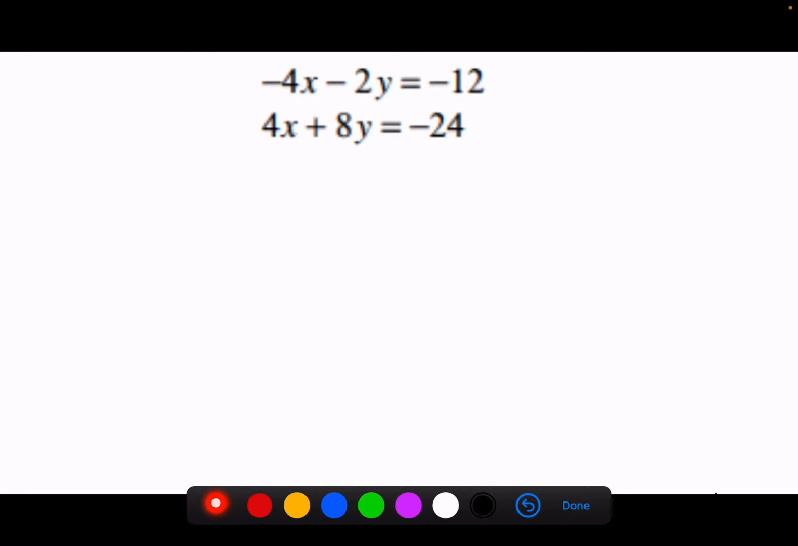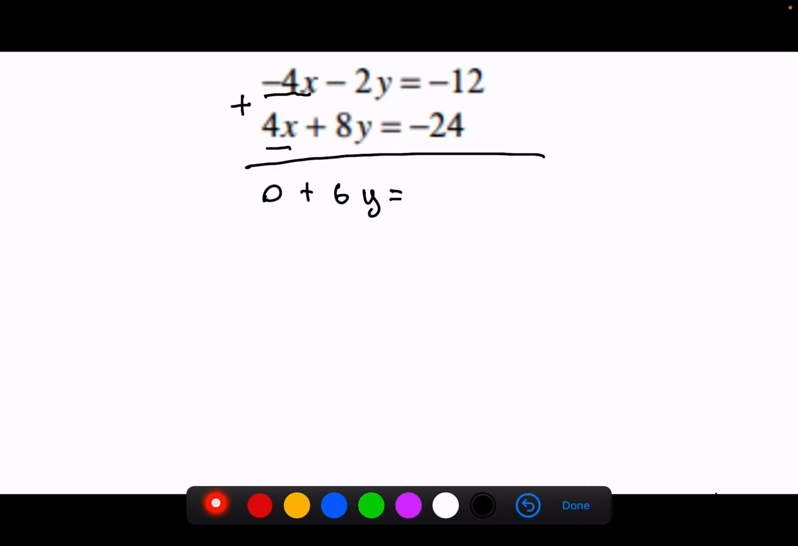So when you want to use elimination, you want a variable to cancel out, right? In this case, I noticed that we have a negative 4x and a 4x. If I add those, negative 4x plus 4x, I get 0x, so it ends up canceling out. So I'm going to do addition in this case. Negative 4x plus 4x is 0. That's what I wanted to happen, right? Negative 2y plus 8y is 6y.